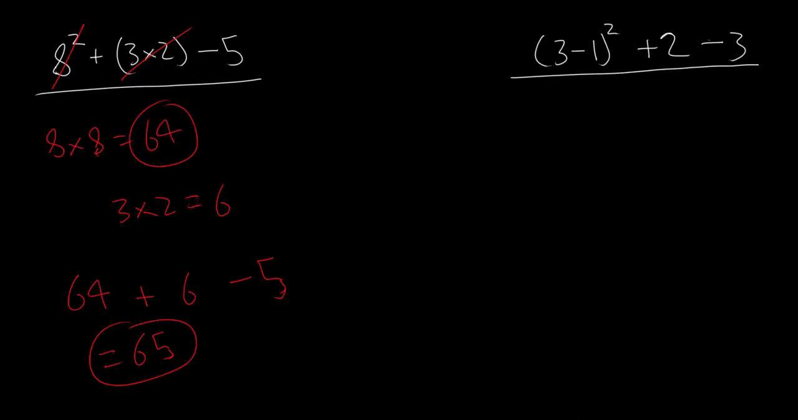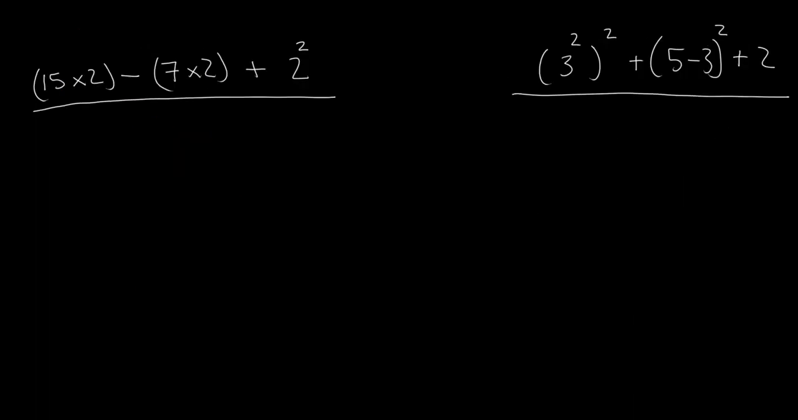Done. Now, this one's a little more interesting because we have brackets and an exponent. So, according to BEDMAS, we're going to deal with the B, the brackets, first. So, 3 minus 1 is equal to 2, but we still have a bracket, and that is squared. Plus 2 minus 3. So, after B is the E, which stands for exponents, and now we have to do this exponent operation next. So, 2 to the power of 2 is 4. Plus 2 minus 3, which is equal to 4 plus 2 is 6, minus 3 is 3.